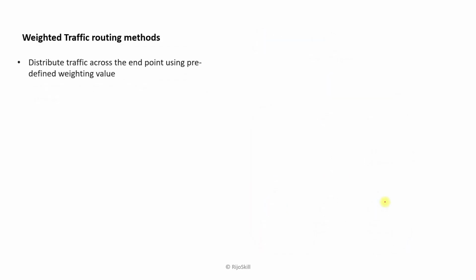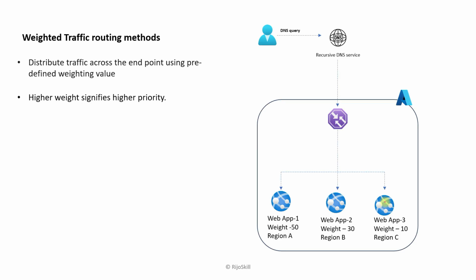So what is weighted? It means distributing the traffic across the endpoints using a predefined weight value, and a higher weight means a higher priority. So in the diagram we will discuss users needing to access a web app. You can see here for the web app we will give the weights 50, 30, and 10. So normally the traffic will be distributed across 50, 30, and 10, and more traffic will come to the 50.